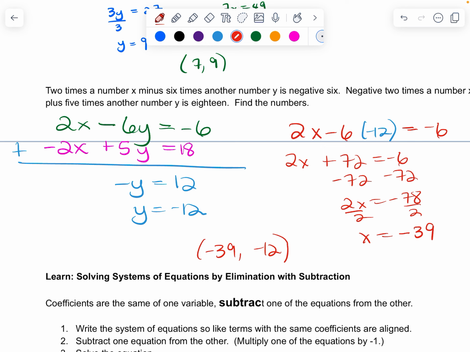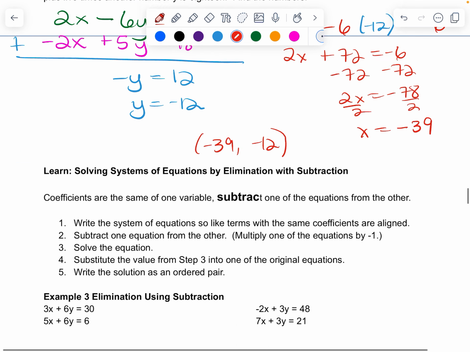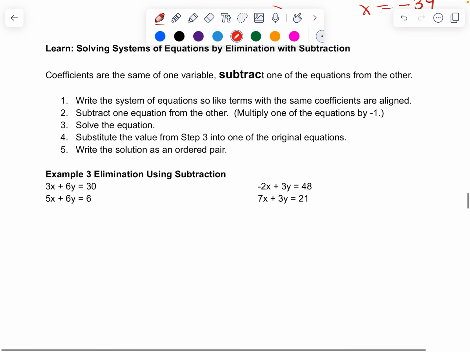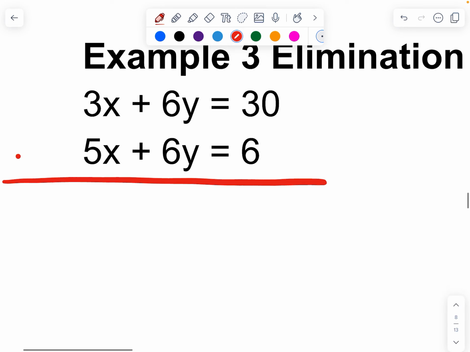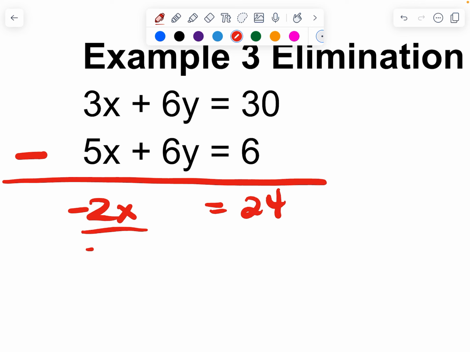Now, not always are you going to have the numbers be opposites of each other. Sometimes if I look at this, I'm going to have them the same. So what I have to do is I have to subtract. So 3x minus 5x is going to get me negative 2x. 6y minus 6y is going to get me 0. 30 minus 6 is going to get me 24. I divide by negative 2 on both sides. I get x equals negative 12.